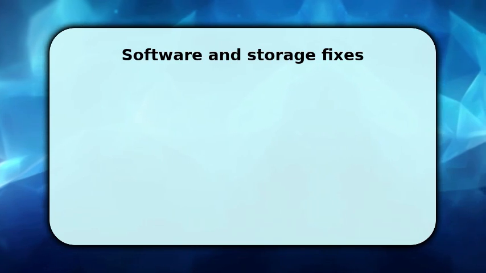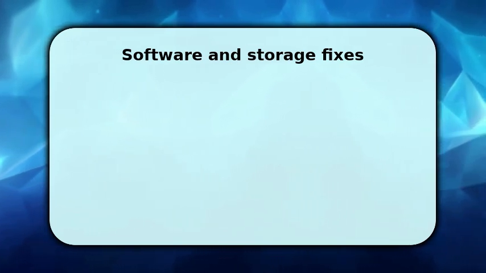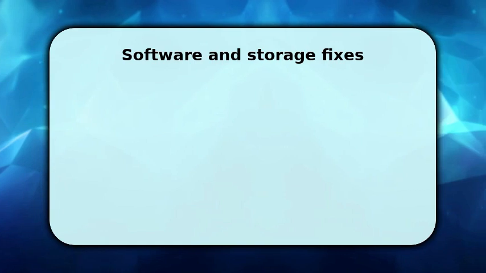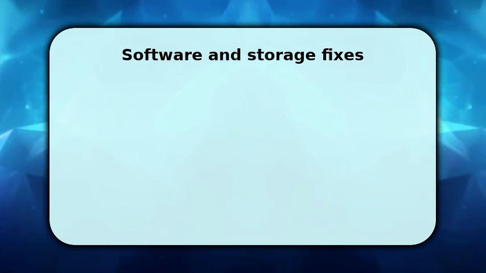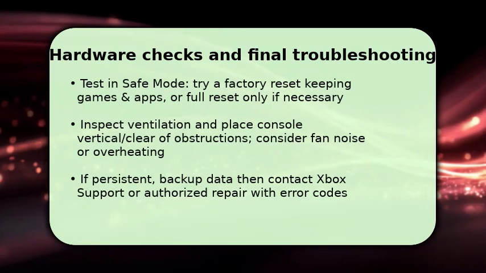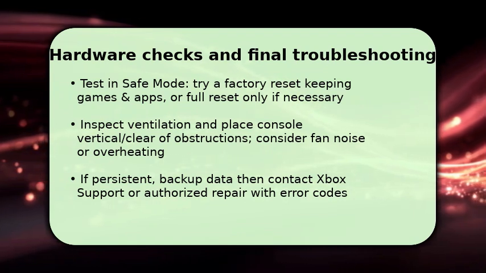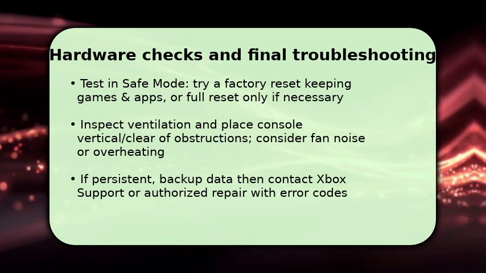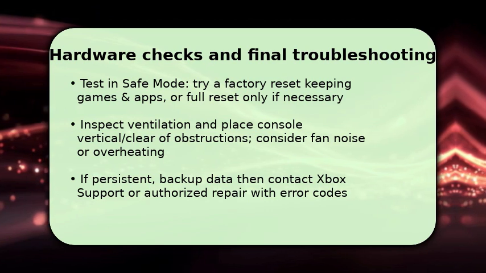If a recent update caused crashes, use the offline system update tool to reinstall a clean OS image and test stability before moving on. You finish with hardware verification and controlled resets. Boot into safe mode and try a factory reset that keeps your games and apps first. This often repairs system files without deleting everything.